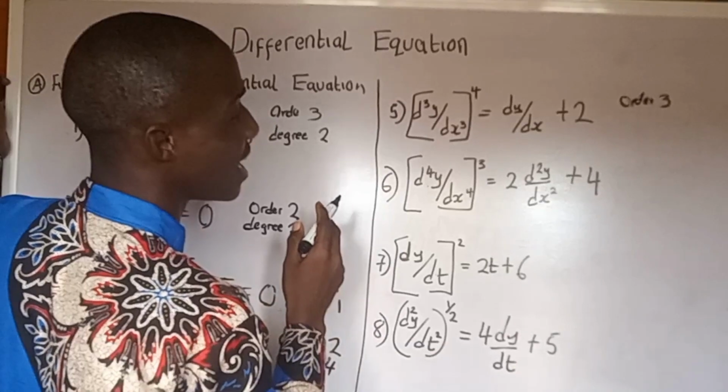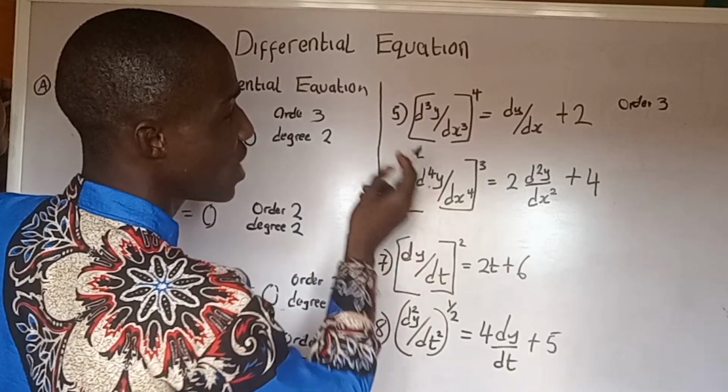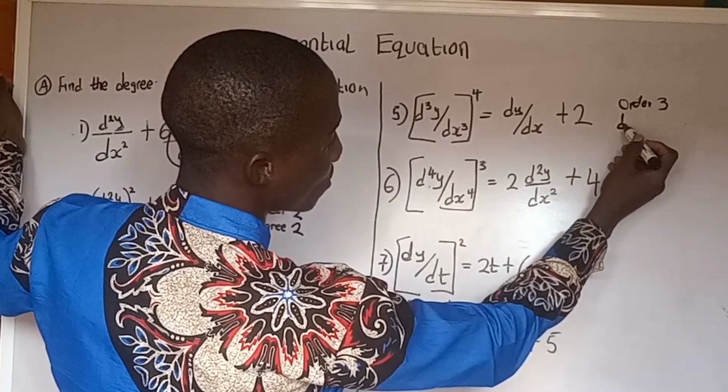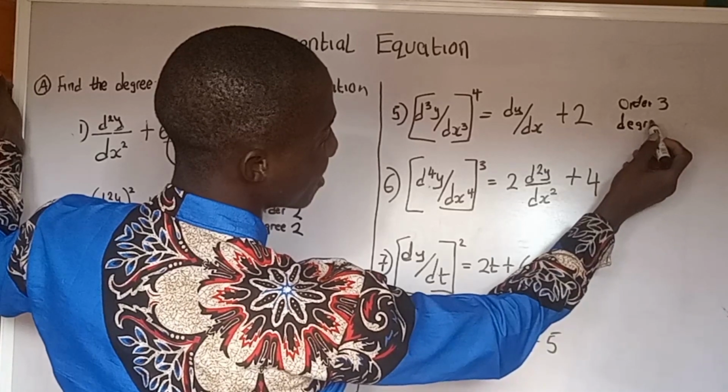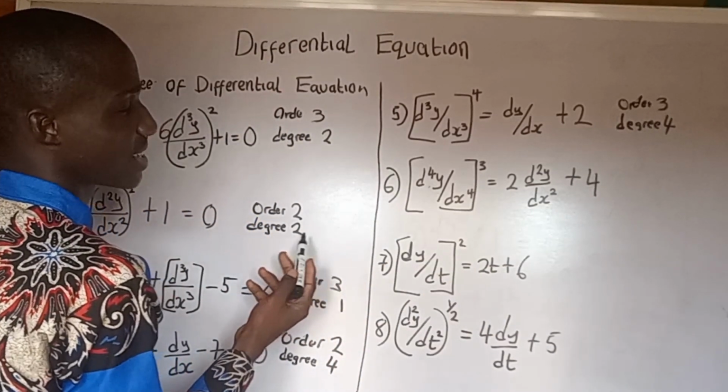Now you have known your order. The exponent of the order, the highest power of the order, will be the degree. If you look here, I have 4. So the highest power is 4, so the degree here is 4. Now let's proceed to question number 6.